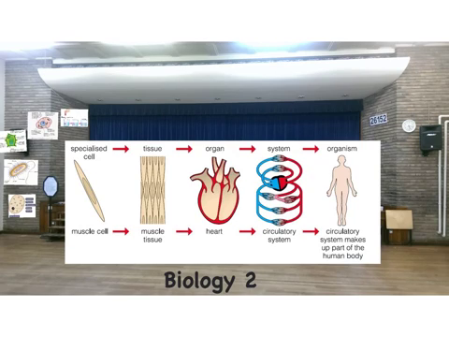Plant organs include stems, roots and leaves. You'll need to learn the sequence for multicellular organisms: organism, organ systems, organs, tissues and cells.